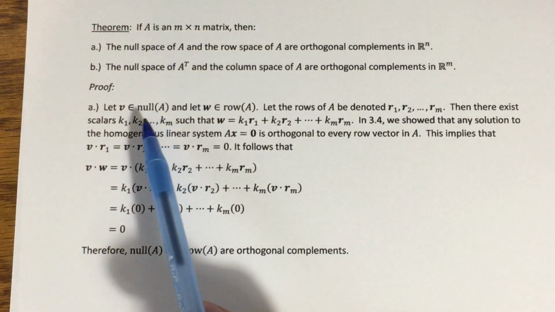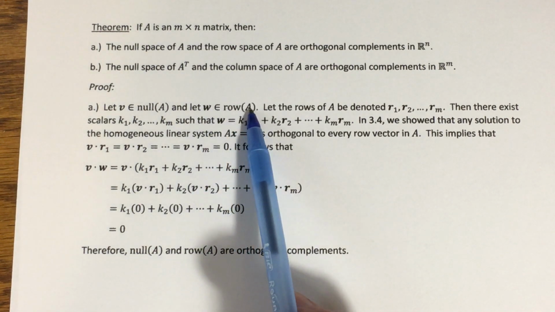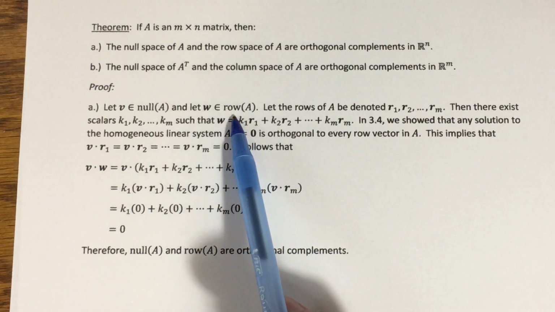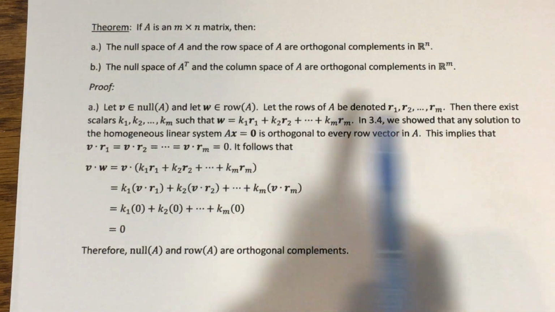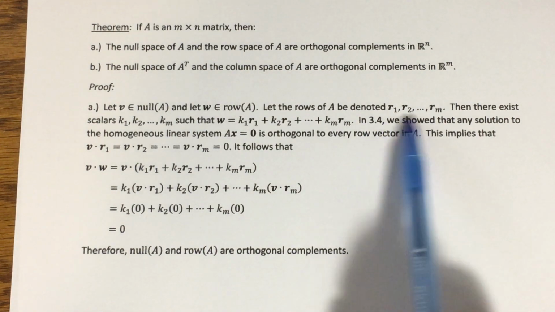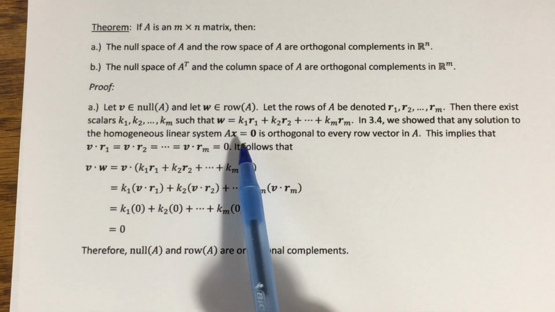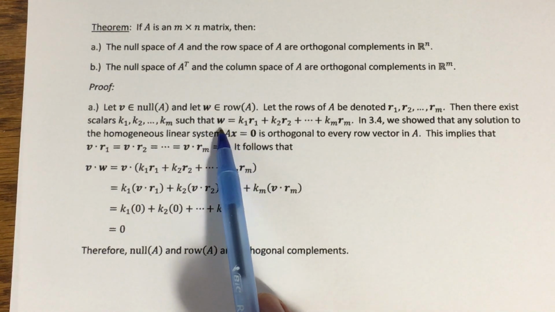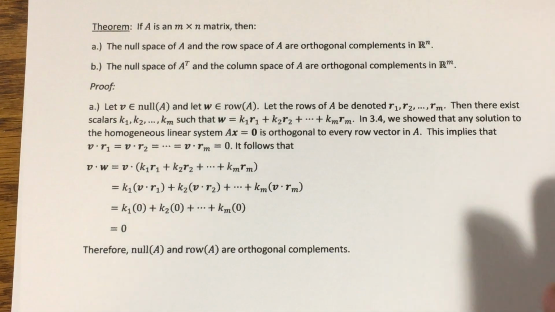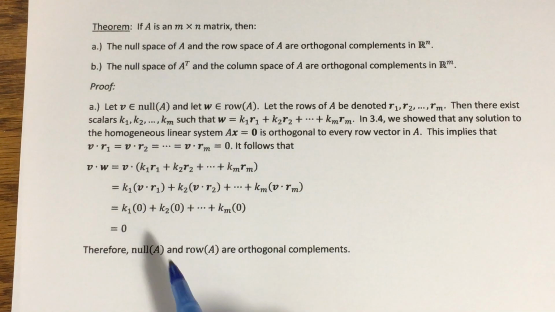But what's left to show is that V would be orthogonal to all of the vectors in the row space of A. Remember, the row space has more vectors in it than just the row vectors of A. It has all of the linear combinations of those row vectors. So what we do here is I'm going to denote the rows of A by R1, R2 through Rm. It's an m by n matrix, so there's m of them. Because W is a vector that we've selected from the row space of A, it can be written as a linear combination of those rows by the definition of what a row space is. So I express W as that linear combination. Here's the scalars in that linear combination.